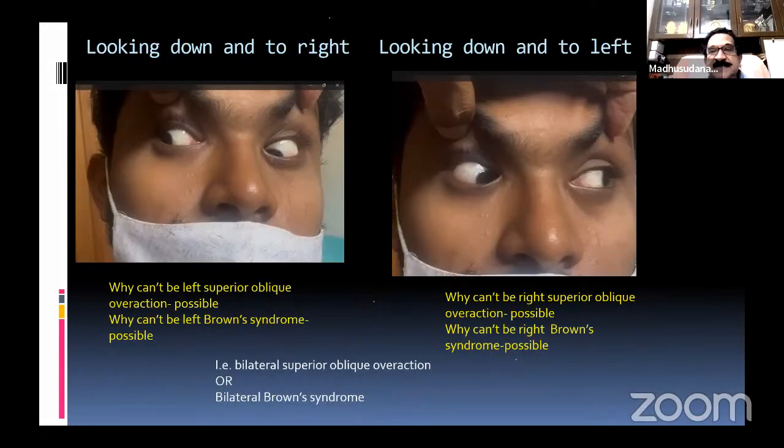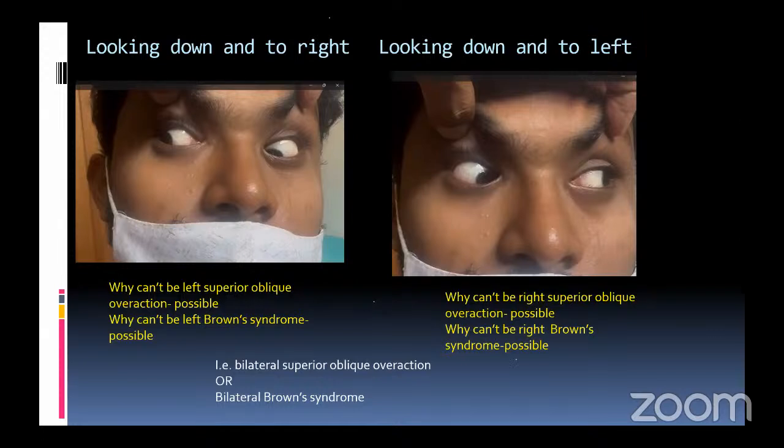Now here, let us see this picture. See, the patient in the left picture is looking down and to the right, which is shown here. The right eye is up, the left eye is down, correct? So that can be due to left eye superior oblique overaction, correct? Here also, in the picture on the right side, the patient is looking to the left side and the right eye is down. That also can be due to right superior oblique overaction. Correct? Yes, sir.